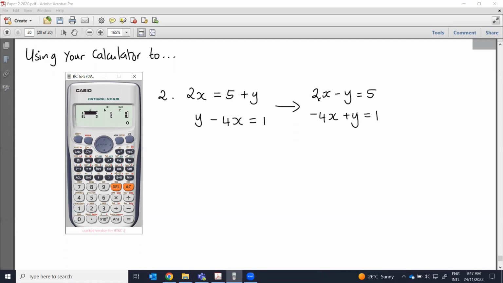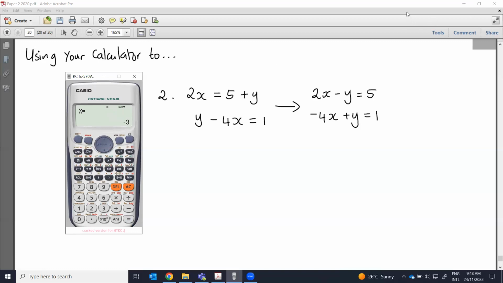Start with the first equation. The coefficient of x is 2. Then you press equal to the coefficient of y. Remember the sign. This is -1, equals, and then the constant term that's on the other side is 5. Then you press equals. Then the second equation's coefficient is -4. Then +1, or just 1. And the constant term is 1.